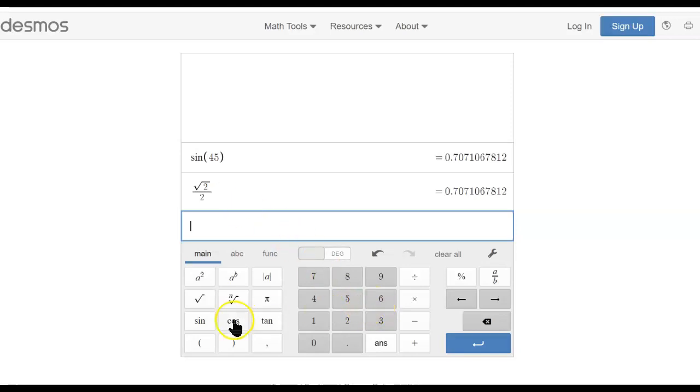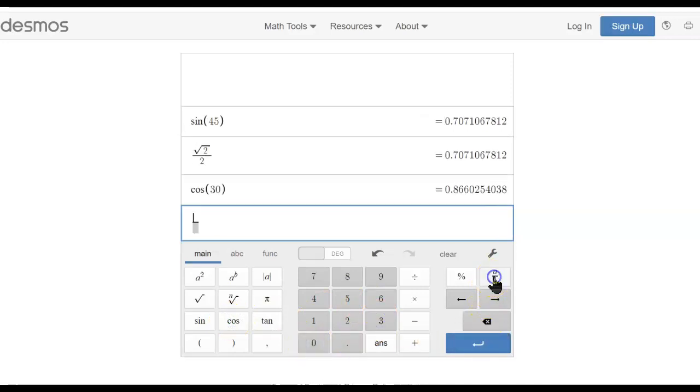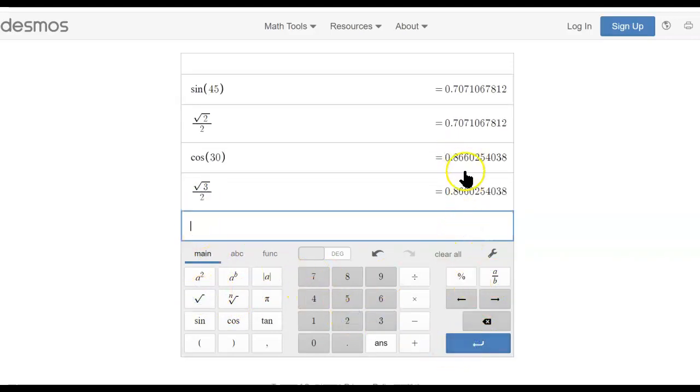Suppose we were looking at the cosine of 30 degrees. The cosine of 30 degrees is the square root of 3 over 2. I can see, looking at this in the calculator here, that those two values are the same. Most of the time within our class, we'll be wanting to reference the exact value, and so we would list the square root of 3 over 2 as our answer.